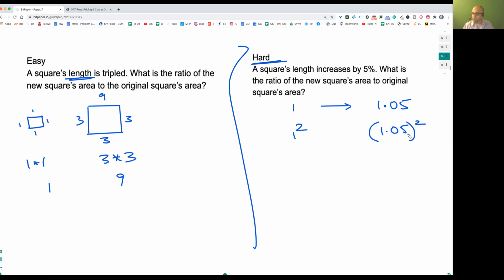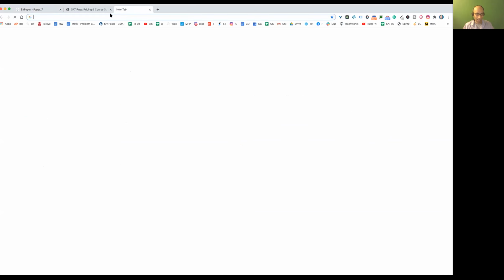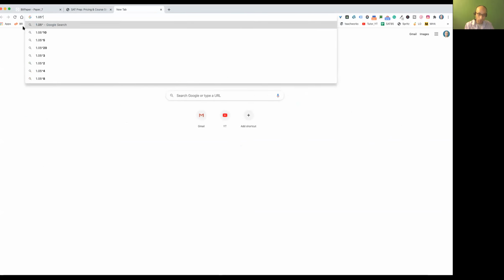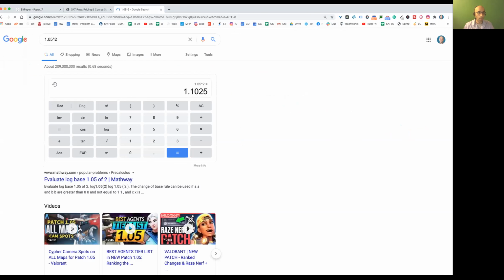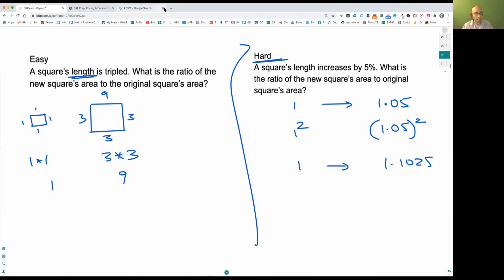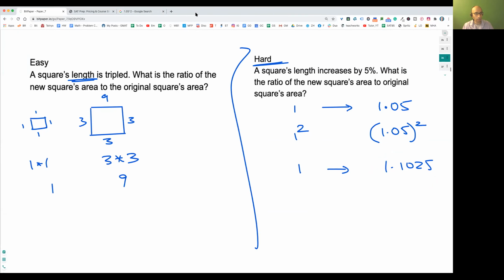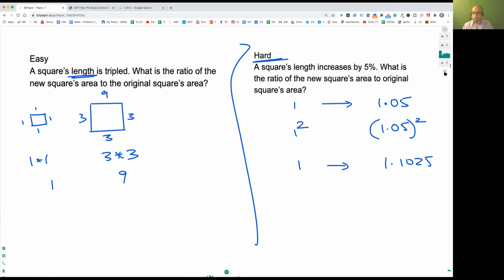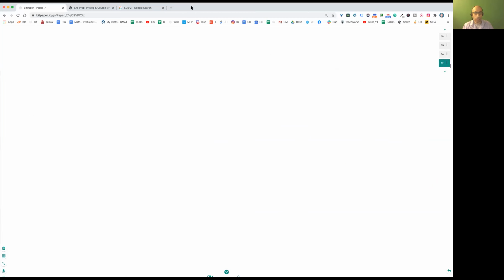Okay, so 1.05 squared, it's a calculator problem. That's 1.1025, right? So it increased from here to here, and that's why this is the answer. So well done, Colin and Anuj as well. Both of you are understanding this. Great, and others are as well, privately messaging me. So good job there. All right, so let's move on to the next part.